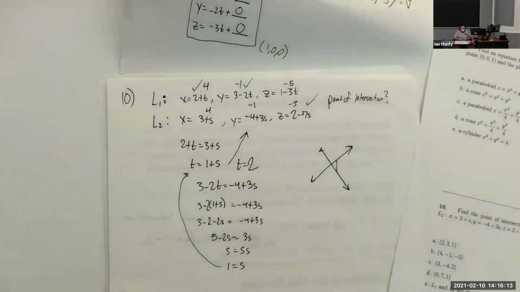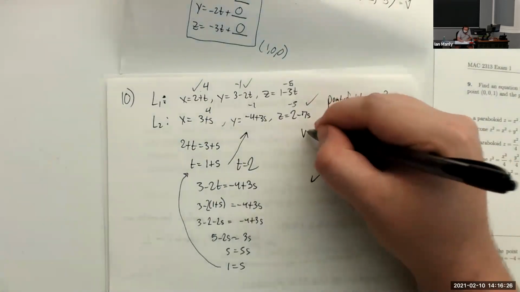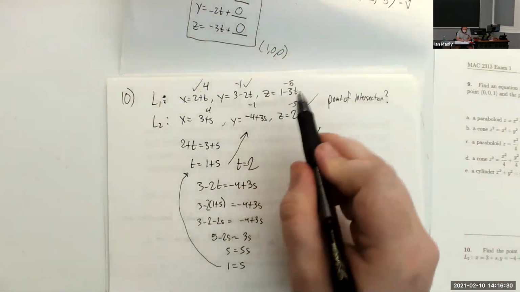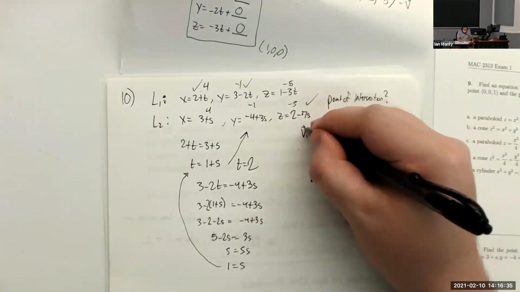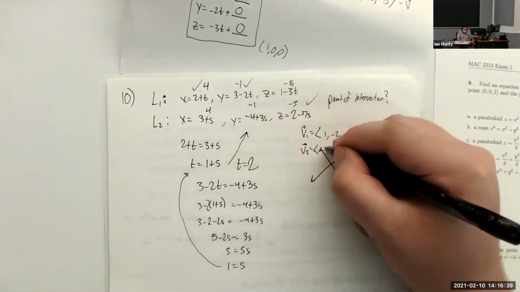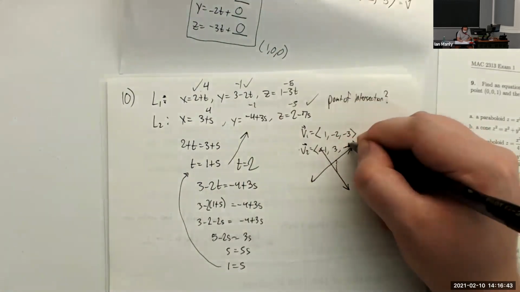Now, one thing I failed to mention in this problem is parallel. The problem doesn't give parallel as an option, so you can eliminate it for free on this. But how would I know if these lines are parallel? The answer is we look at their direction vectors. The first direction vector here would be 1, -2, -3. And then V2 would be 1, 3, -7.